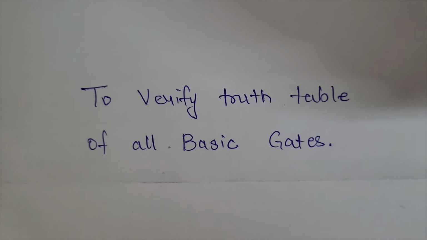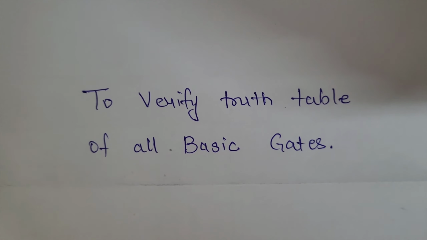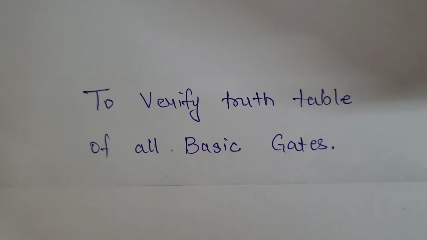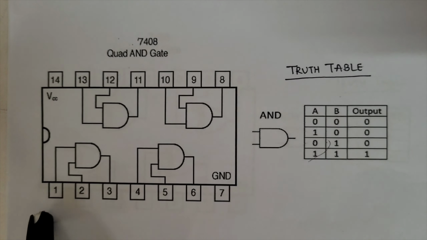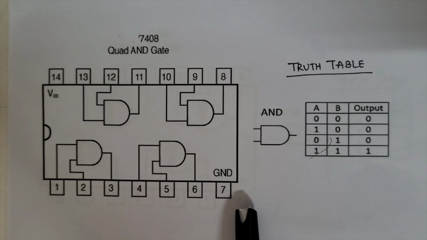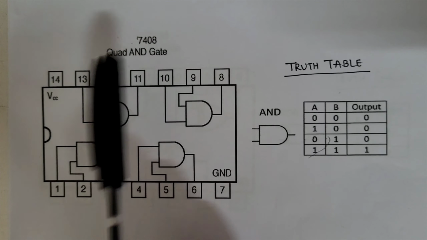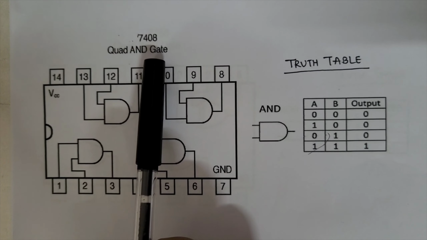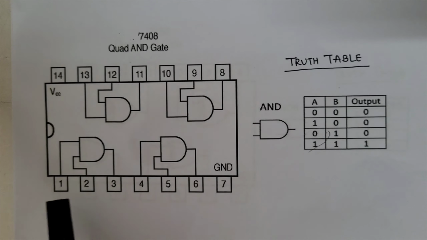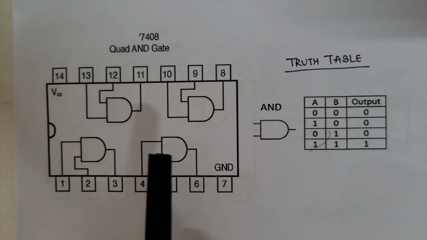Hello students, today we are going to verify the truth table of all basic gates. This is the IC of the AND gate. The number of the IC is 7408. Here "quad AND gate" is written, which means this IC contains 4 AND gates, as 1, 2, 3, 4.